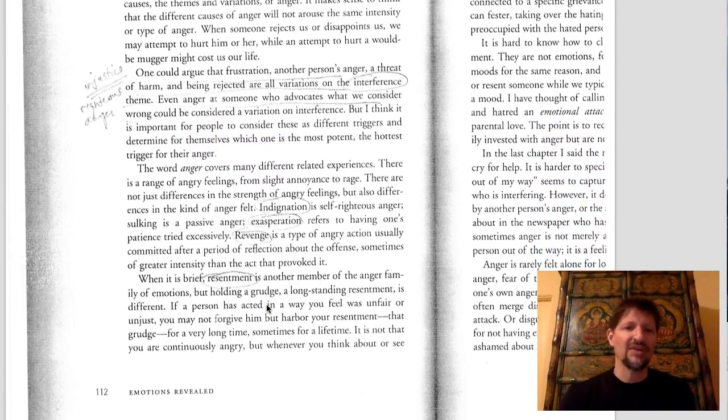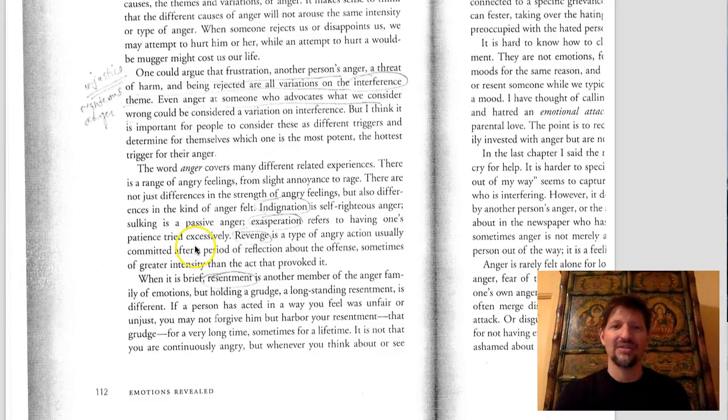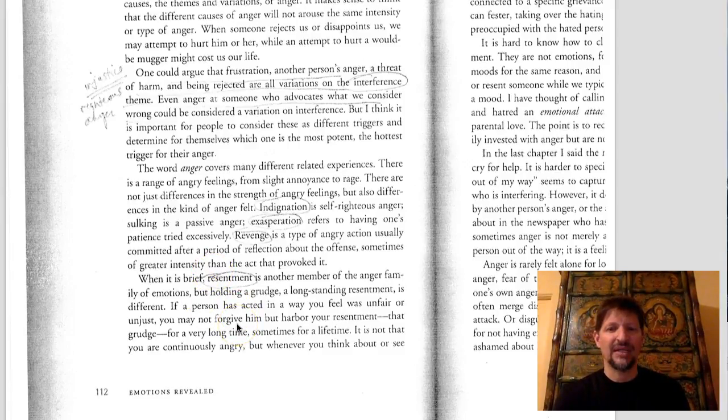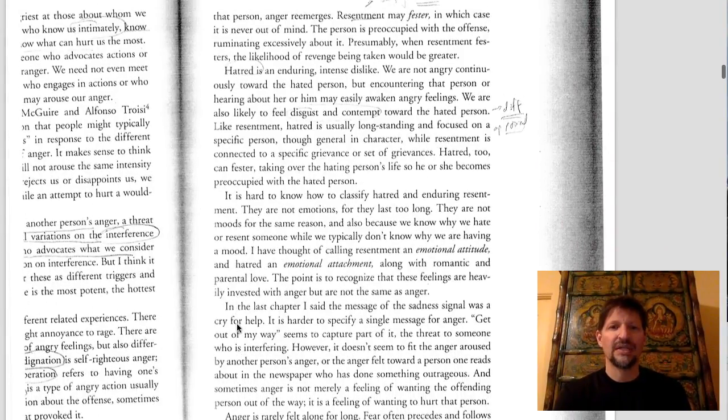Here are different forms of anger that Ekman talks about. Indignation, self-righteous anger, we just talked about that. Sulking is a passive anger. Exasperation refers to one's patience being tried excessively. Again, that sense of being thwarted or being pushed on. Revenge is a type of angry action usually committed after a period of reflection about an offense. Again, resentment is this notion of extended anger, an anger that feeds on itself and continues to stay in a cycle. We talked about the vicious cycle and resentment being an example of that. So that's page 112. We're moving to 113 now.